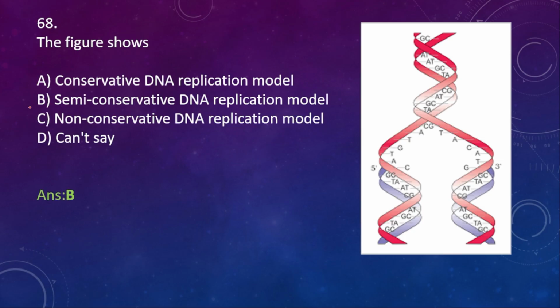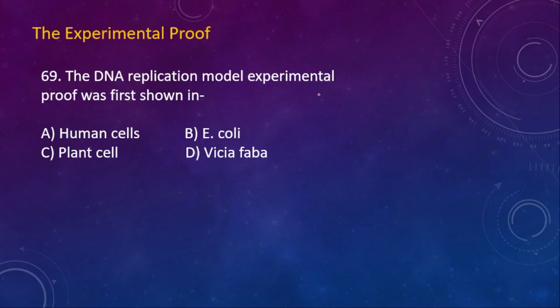Here the right option is option B. See, this is the semi-conservative method. What is semi-conservative method? This is the main parental DNA and the newly forming DNA is forming here, isn't it? So like this, the formed daughter DNA will be having one parental strand and one newly formed. That's what it is called semi-conservative. One is conserved from the parent and one more is newly formed.